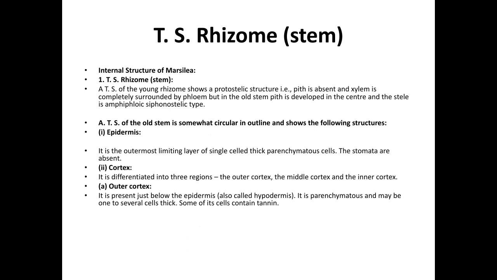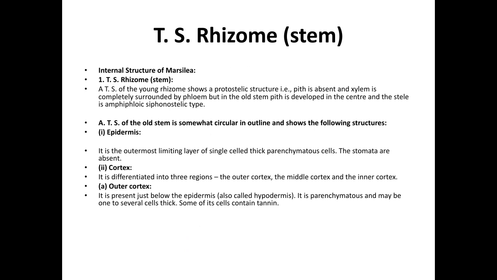Now TS of rhizome, the internal structure of Marsilia rhizome. The epidermis is the outermost limiting layer of single cell thick parenchymatous cells. Stomata are absent. Then the cortex is differentiated into three regions: outer cortex, middle cortex, and inner cortex.